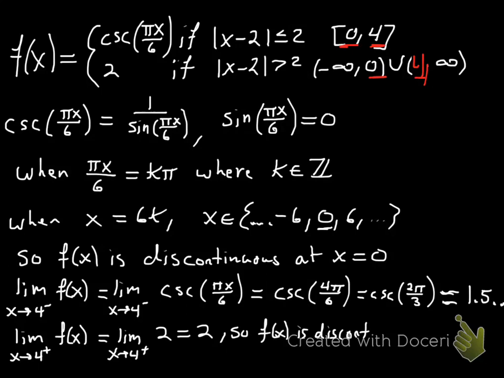So from the left and the right, those limits don't match up. If those limits don't match up, then the function has a gap, so this is discontinuous at 4. And that's the only thing we needed to check. We only need to check where the cosecant was undefined in the interval 0 to 4, and the only place that happened was 0, and then we had to check the endpoints 0 and 4. So we have two places where it's discontinuous: 0 and 4.